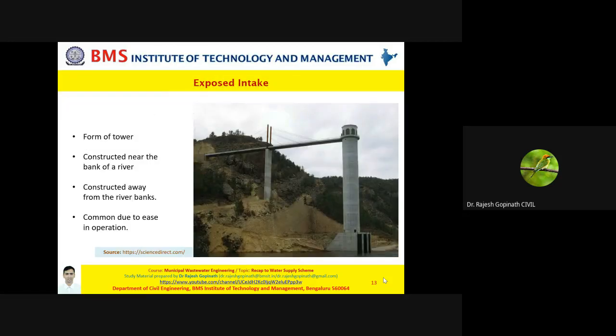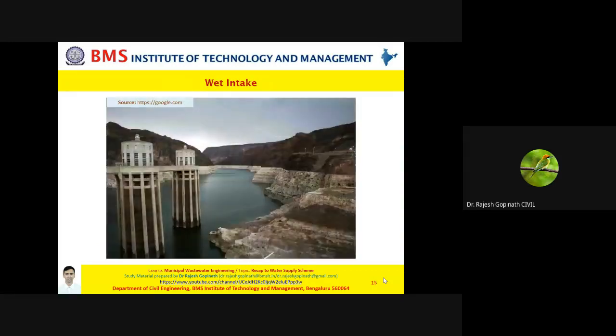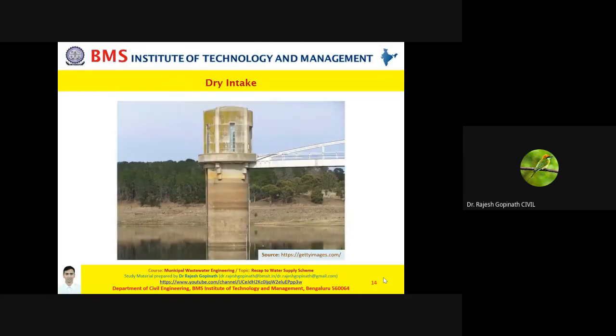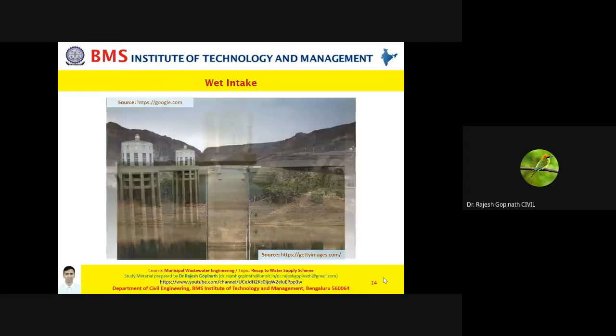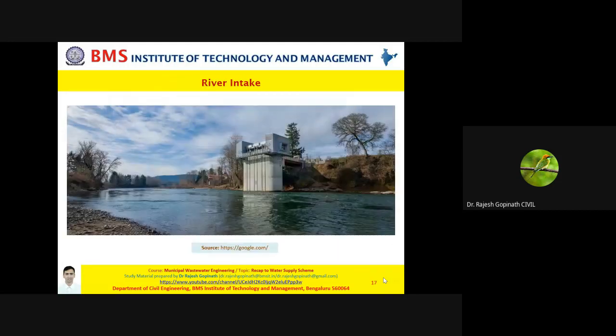This is an exposed intake, wherein at any point of time, even during high flood level, the intake is exposed. It is not submerged. Now, dry intake and wet intake, it basically depends on the relative positioning of water in the intake structure itself. Canal intake, obvious, because the source of water is the canal.